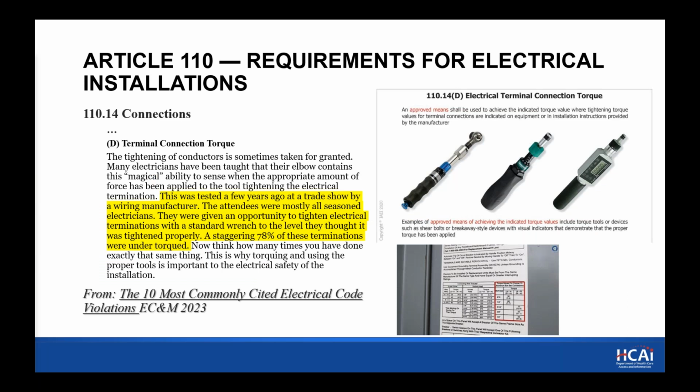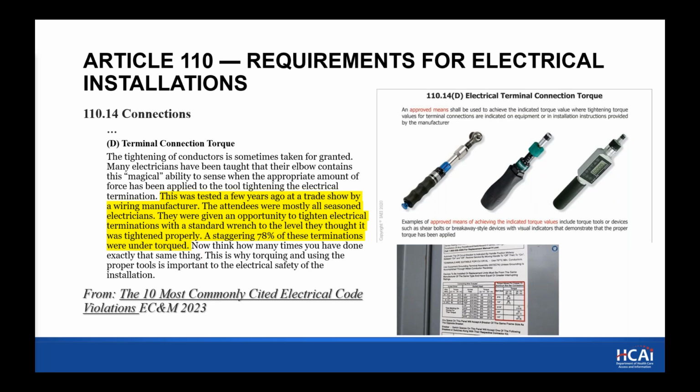I added in this slide, essentially, this is from EC&M 2023, the 10 most commonly cited electrical code violations. One of them has to do with torque. This is an excerpt from that article that says at a trade show conference with seasoned electricians, attendees were given the opportunity to tighten electrical terminations with a standard wrench, and generally it was determined that a number of these terminations were under-torqued.